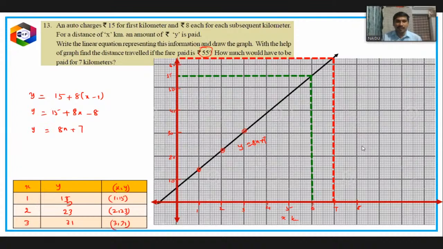And similarly the second one is, suppose he traveled 7 kilometers, this is 7. You can observe here. Then where is it intersecting here? If you can observe, after the 63rd line it is observed, that means it is 63. So if he travels for 7 kilometers, then the amount he paid is equal to 63. So very good, children. So 6 comma 55 and 7 comma 63 is the correct answer.